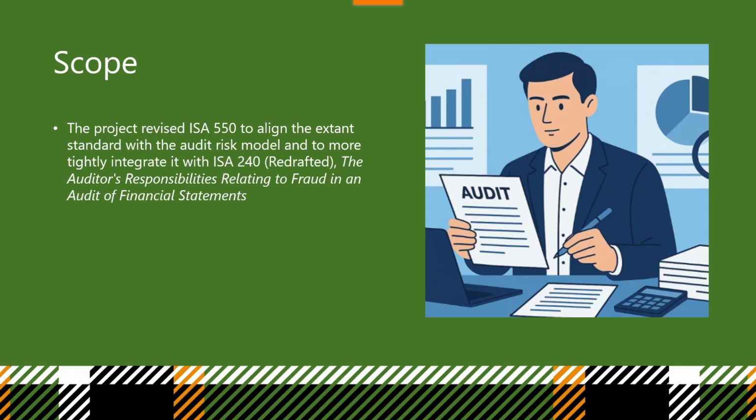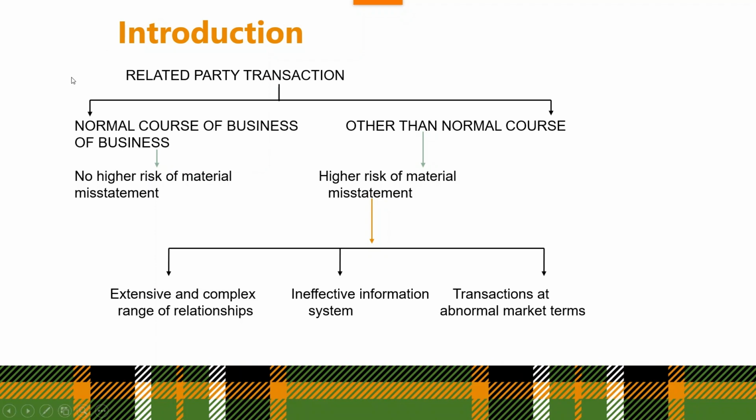Now let's move forward to the introduction. This slide explains the different types of transactions. Some transactions happen in the normal course of business. These usually follow normal market terms and have low risk. Other transactions happen outside the normal business. These may involve unusual prices or complex relationships. These transactions have a high risk of material misstatement. The auditor must examine these transactions carefully.